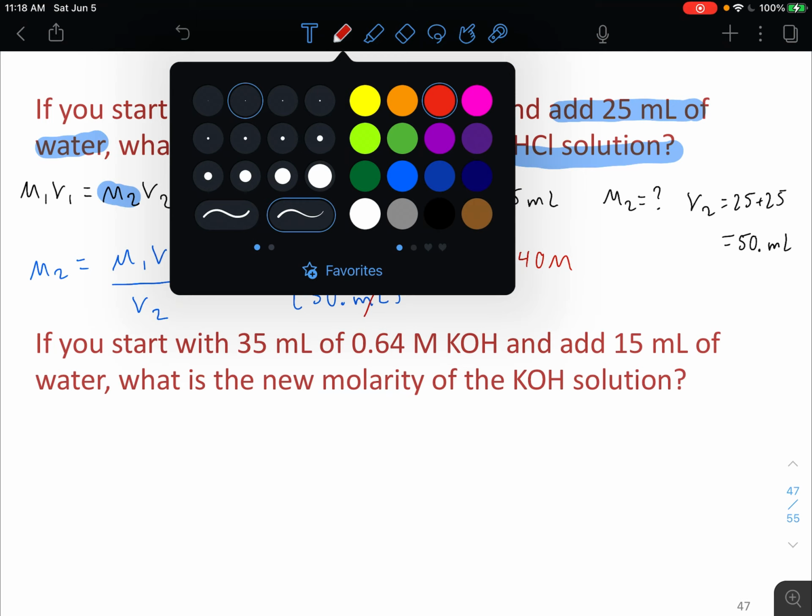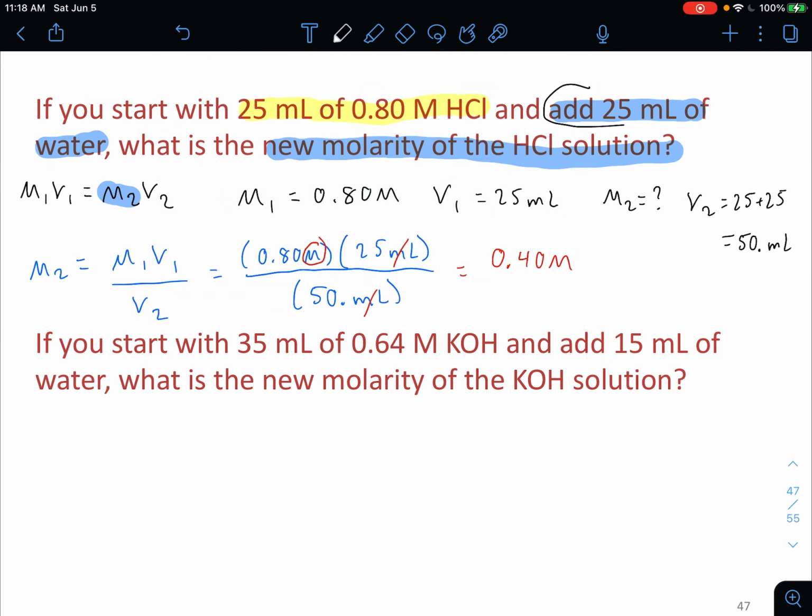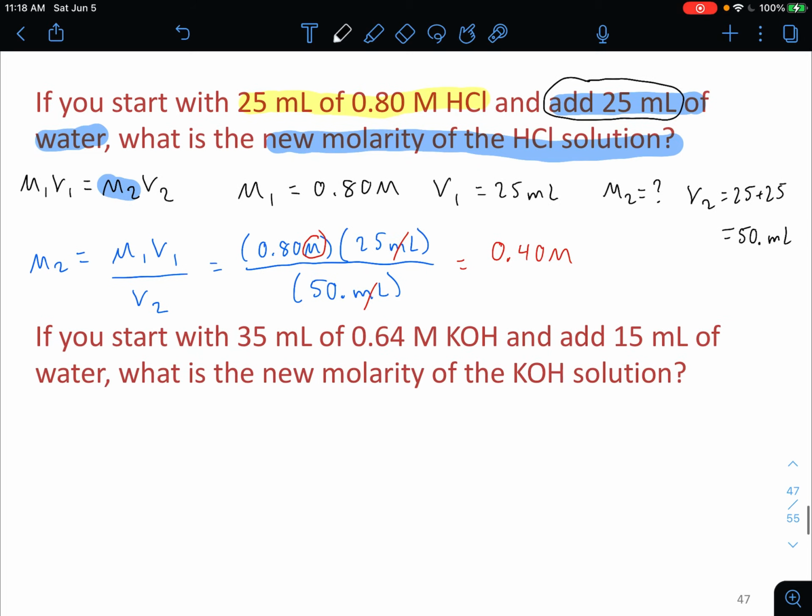So an important thing here, right, is I added 25 milliliters, right? The new volume is the original 25 plus the 25 that I've added. So that's something that I want to keep track of. Okay, so let's do the next one of these.